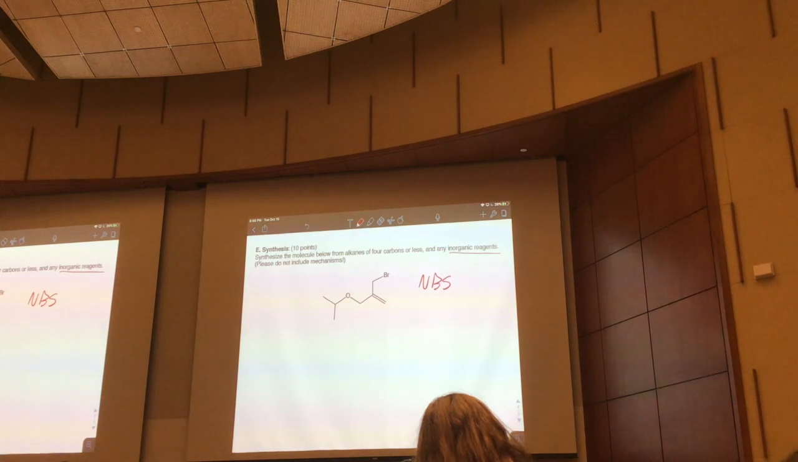That's interesting. NBS is organic. But you can use NBS, I promise. You can use NBS, that's totally fine, even though it's organic. I don't know why, but anyway. NBS counts as something you're allowed to use. NBS and light.